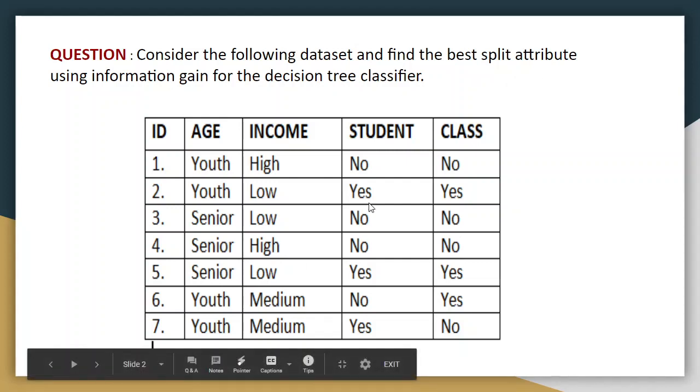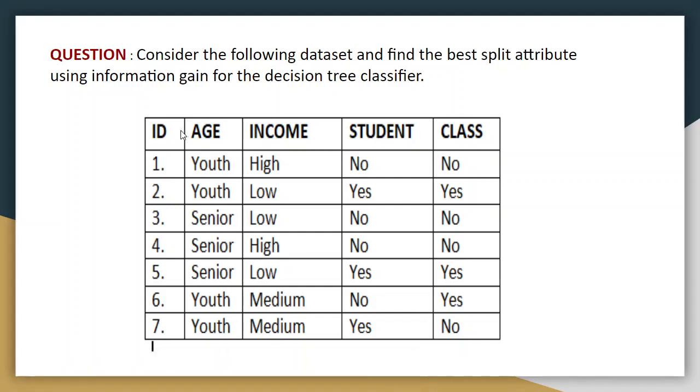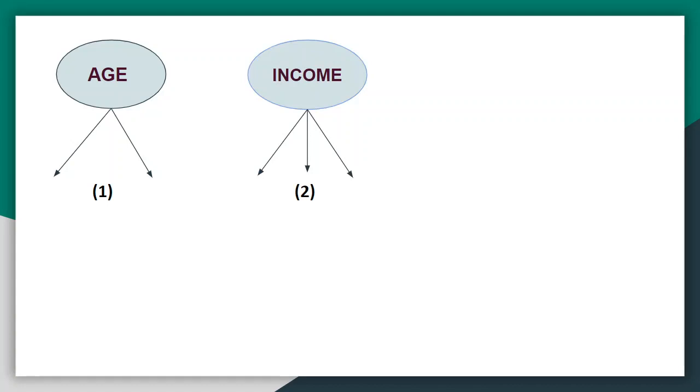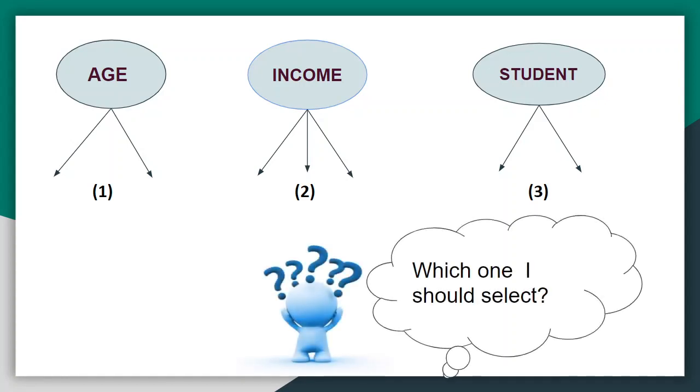As you can see over here, there are 7 records and each record contains 5 attributes: ID, age, income, student and class, where class is our target attribute. The problem in front of us is which attribute we should select as a splitting attribute. Either we can select age, or income, or student. Oh no, I have 3 choices. Which one should I go for?